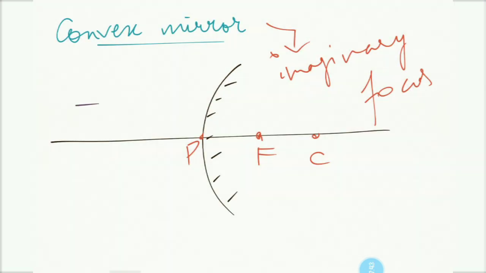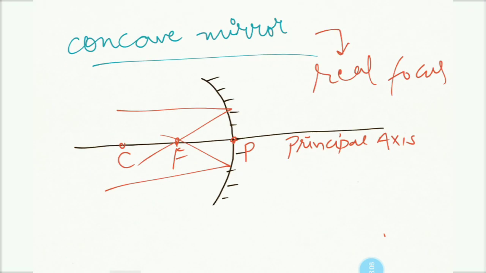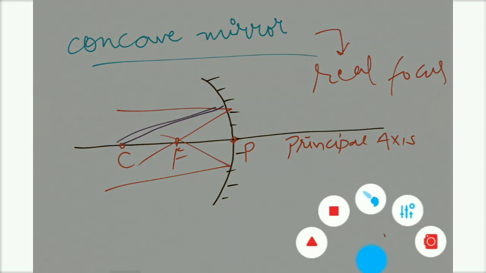Now for the concave mirror also, I am sending one line like this. Sorry, direction is very important. I am connecting it to the focus. Now here also you will have it. Between the incident ray, you will have it connected to the center of curvature. Yes, this is the normal.